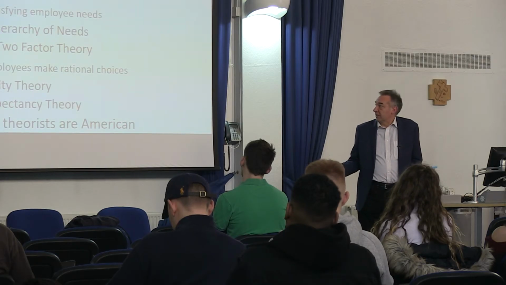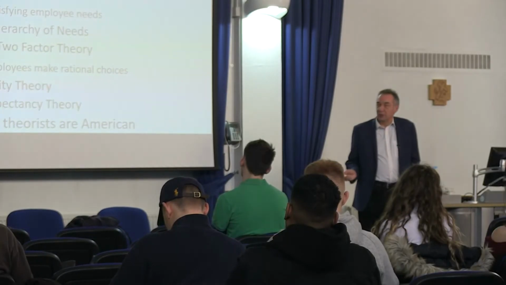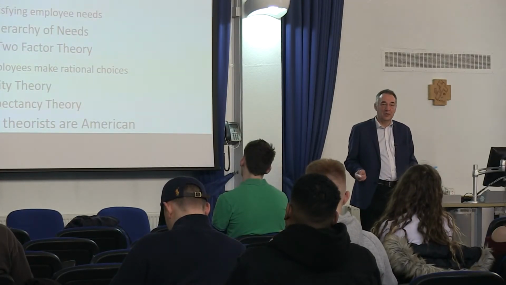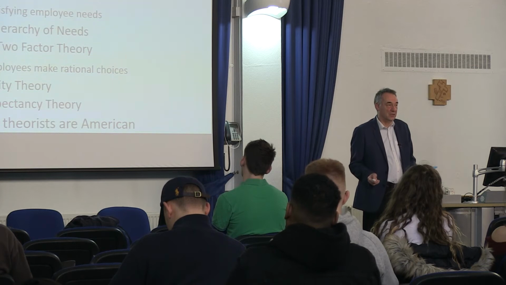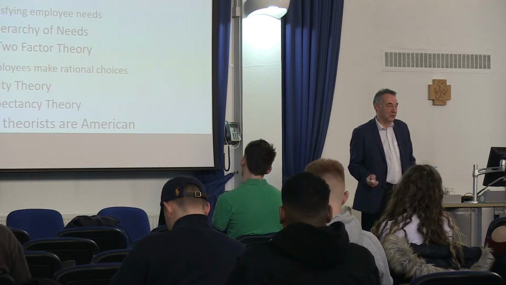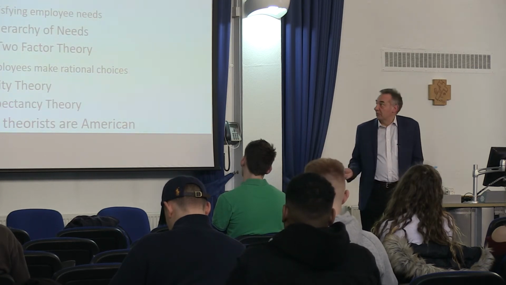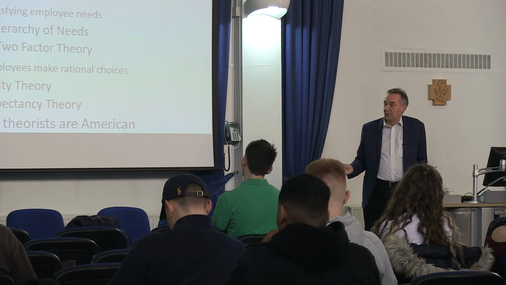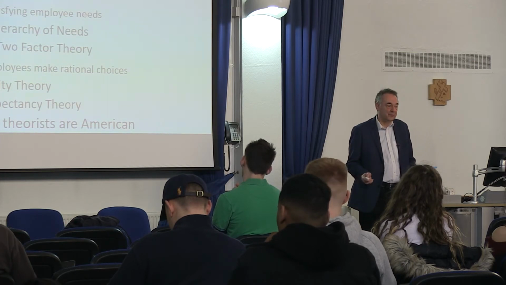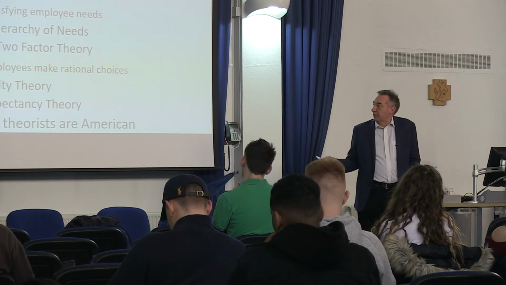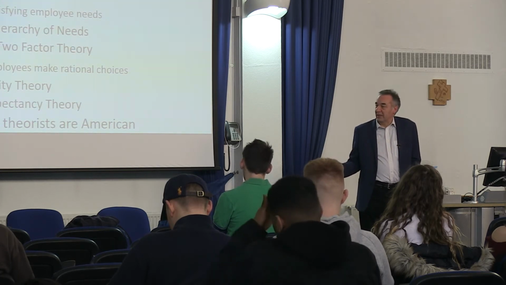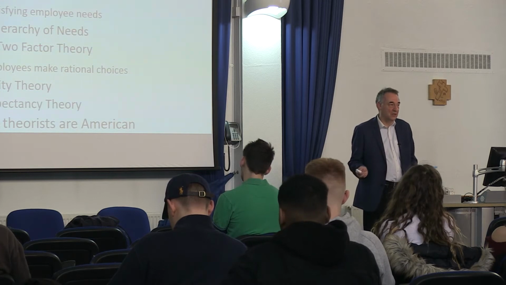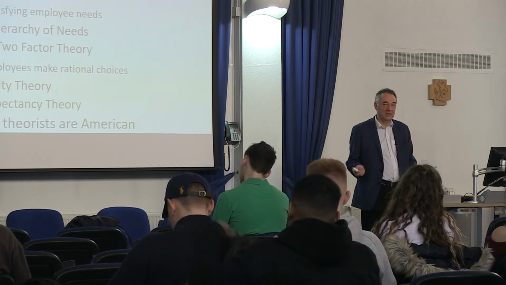And then there's the process type, which assumes that individual employees make rational choices about the options open to them. So I'm going to go into some detail on each of these. The content type theories were the first ones to emerge in the mid-20th century. And I think probably everybody in the room has heard of Maslow's hierarchy of needs. Am I right in thinking that?